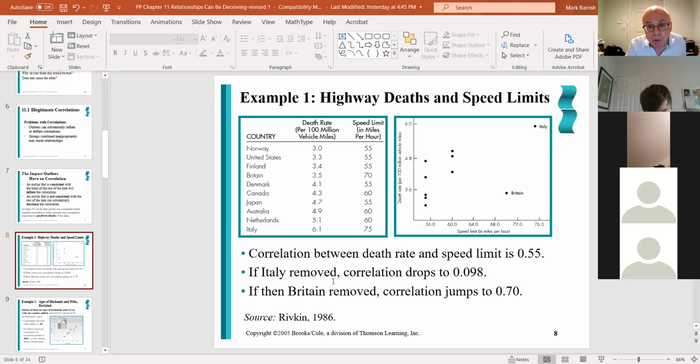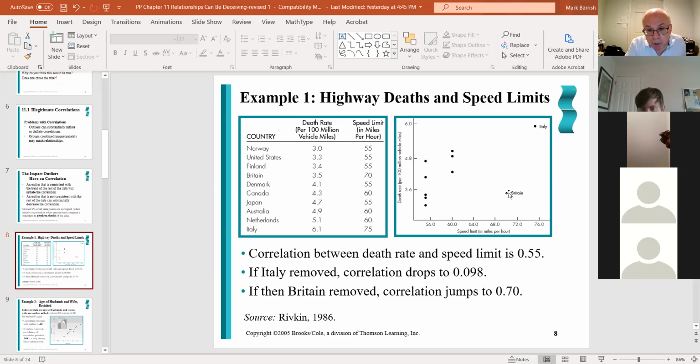If Italy is removed, the correlation drops to almost 0.098. Why? Because if Italy is removed, there's no clear upward or downward trend here, is there? All right, you can picture almost a horizontal flat line being the best line that fits this data. And it's just slightly positive, but 0.098 is close to 0. That is called an extremely weak correlation, practically 0.